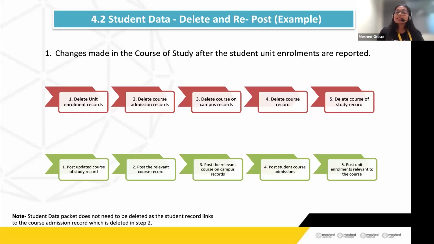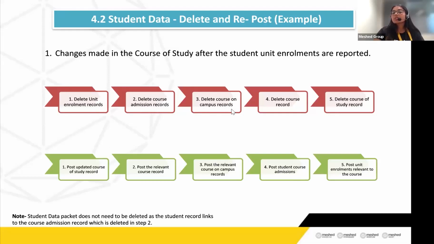What it means is that you will need to do the deletions first. Deletions work bottom to up, which means you will delete the unit enrollment records first. Any unit enrollments that are made for that particular course will need to go. You can use the red button and delete everything. Once this is done, you can start to delete the course admissions for that relevant course. Once the course admissions are deleted, you can proceed to delete course on campus. There is no need to delete student, because once you unlink the course admission and unit enrollments, the student becomes an independent packet. So we can leave the student packet as it is.